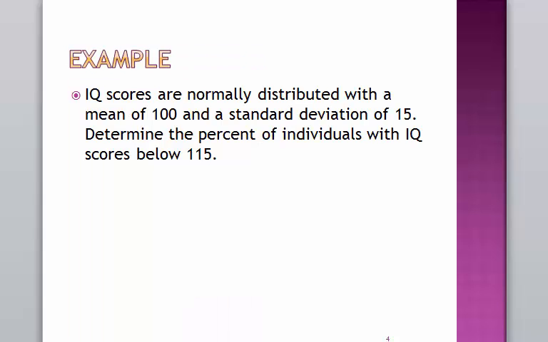IQ scores are normally distributed with a mean of 100 and a standard deviation of 15. Determine the percent of individuals with IQ scores below 115. The first thing that I need to do is take this 115 and convert it to a z-score.